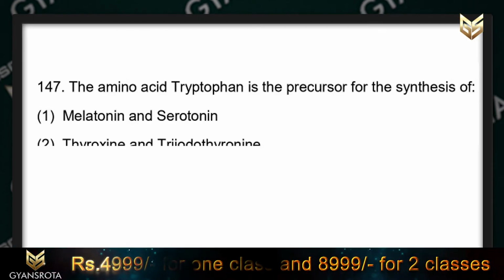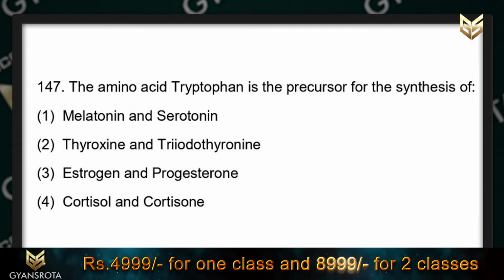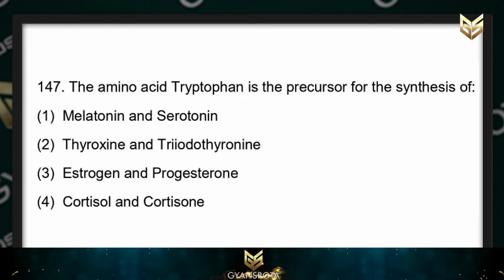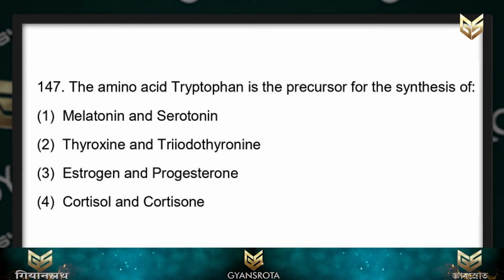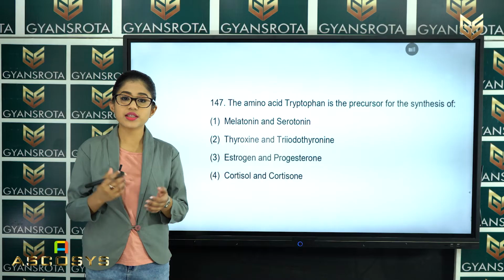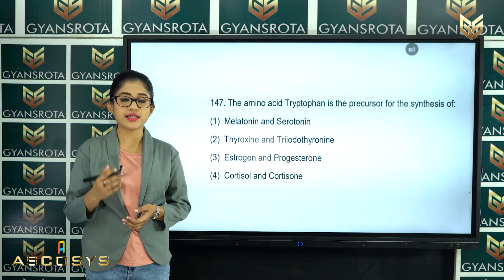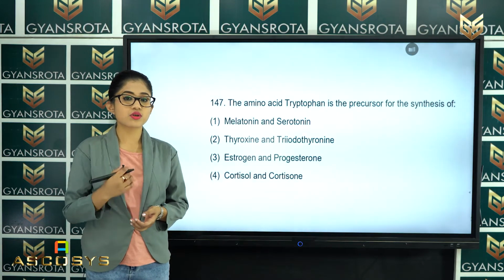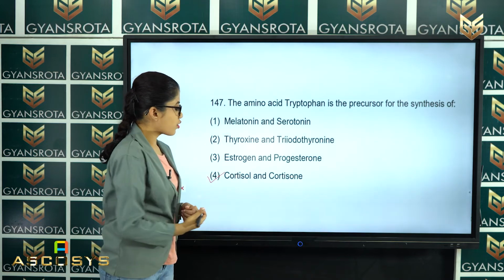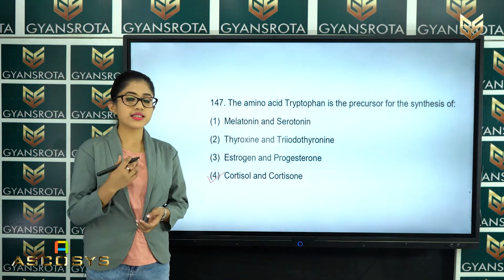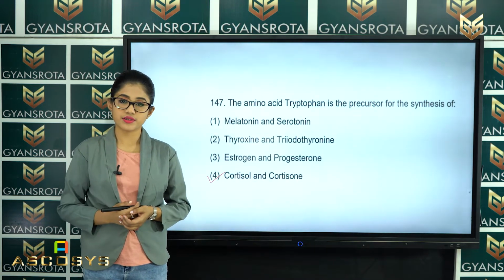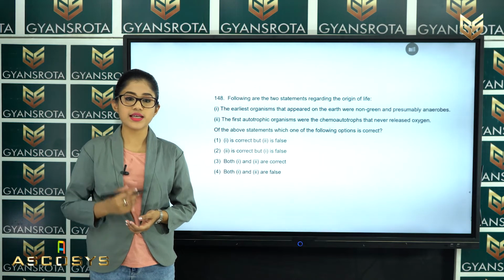The amino acid tryptophan is the precursor for the synthesis of melatonin and serotonin, or thyroxine and triiodothyronine, or estrogen and progesterone, or the fourth is cortisol and cortisone. So, in the chapter Chemical Coordination and Integration, we have discussed this. So, which among these is the correct answer? That is option number 4, cortisol and cortisone. These are synthesized by the amino acid tryptophan. Okay. Now let's see the next question. The next question is question number 148.